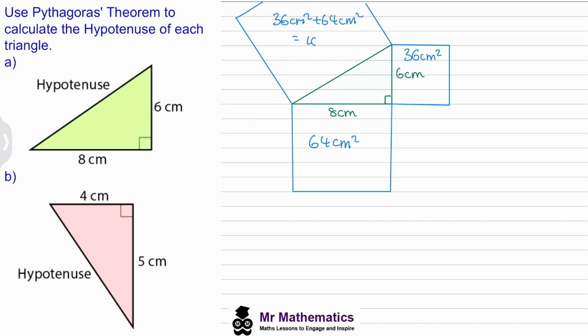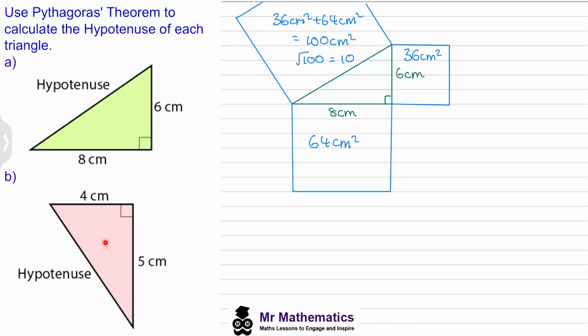which is 100 centimeters squared. Now this allows us to find the length of this hypotenuse, because if the area is 100, then the length would be the square root of 100. And the square root of 100 is 10. So the length of the hypotenuse in this example would be 10.